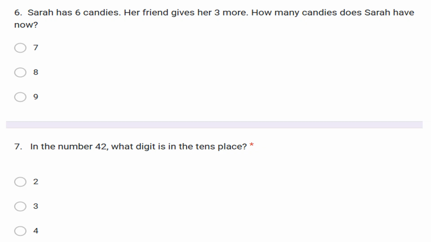Number 7. In the number 42, what digit is in the tens place? Is it 2, 3, or 4?